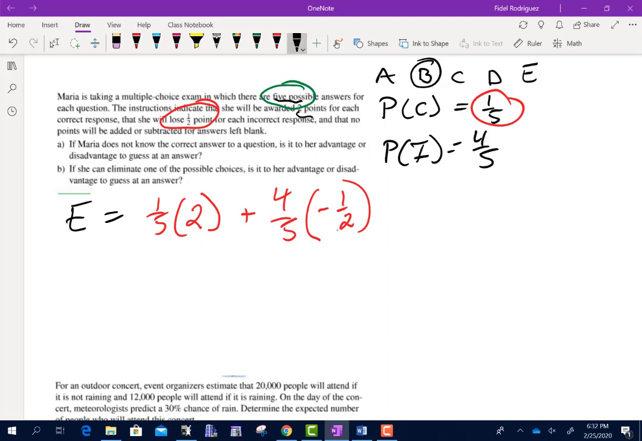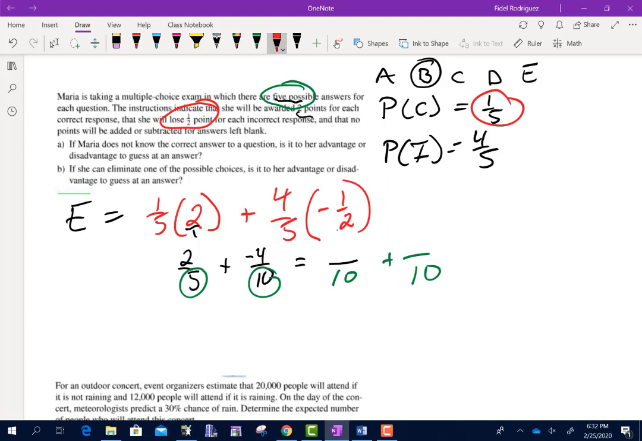So guys, I'm going to think of this 2, number 1, as 2 over 1. Multiply straight across, that's going to give me 2 over 5. Okay. Multiply straight across, that's going to give me a negative 4 over 10. Okay. We need to get a common denominator, so the common denominator between 5 and 10 is in fact 10.